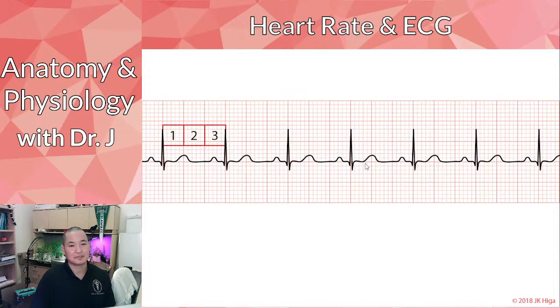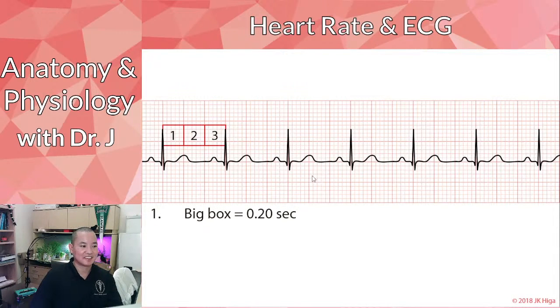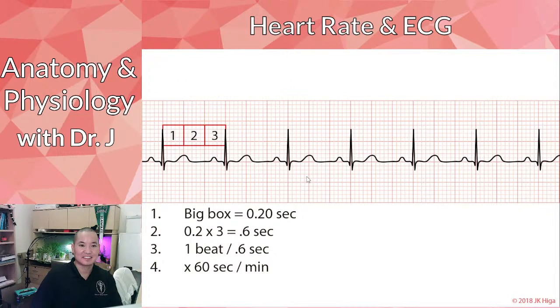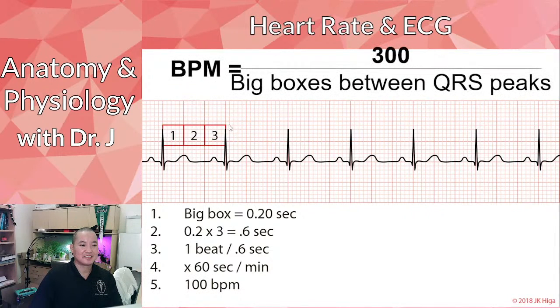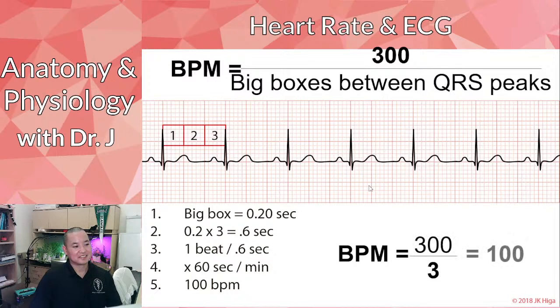How about this example? So 3 big boxes, and let's ask the chat. How many beats per minute is this EKG right here? Alright, looks like most of you are saying 100 beats per minute. And yes, if you're using the traditional method, you can do 1 beat times 0.6, and then 60 divided by 0.6 is 100. How about this? 300 divided by 3. Hopefully you don't need a calculator to do that. That is 100 beats per minute. So this is what we're seeing here.